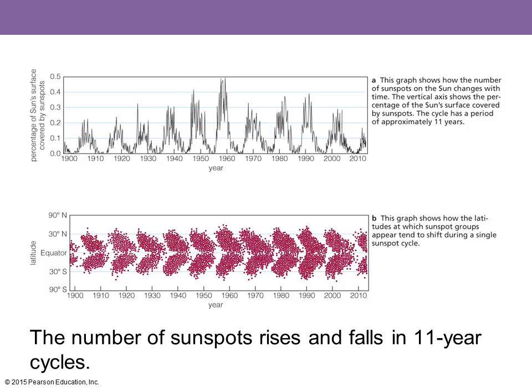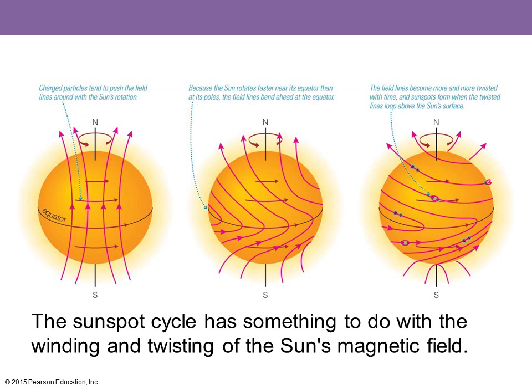As you can see, there are sunspots which are occurring 30 degrees north and 30 degrees south, and then they generally migrate toward the equator as the sunspot activity goes up. And again, it's at a fairly regular pace. The sunspot cycle has something to do with the winding and twisting of the sun's magnetic field. And apparently this twisting and bending and eventually breaking of the magnetic field has this regularity, this 11-year cycle.